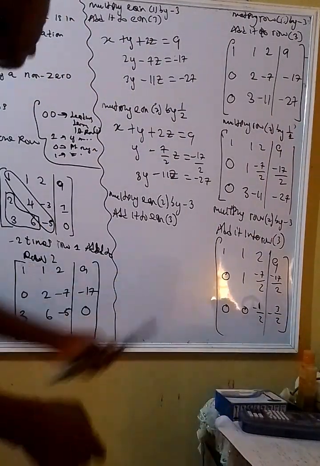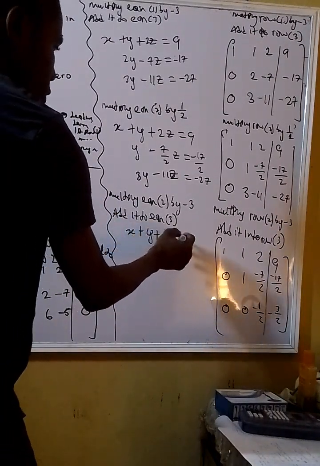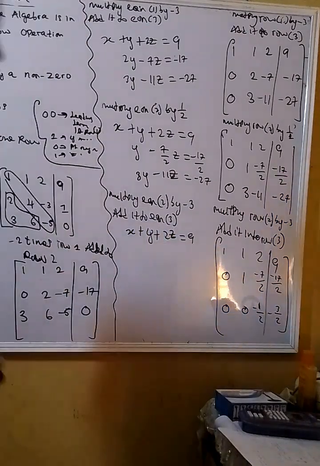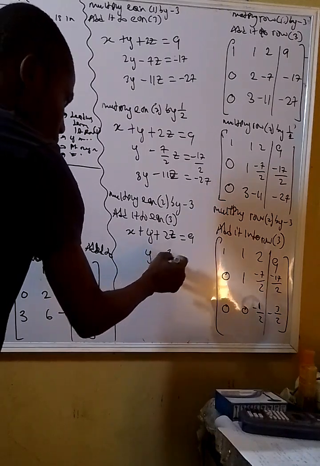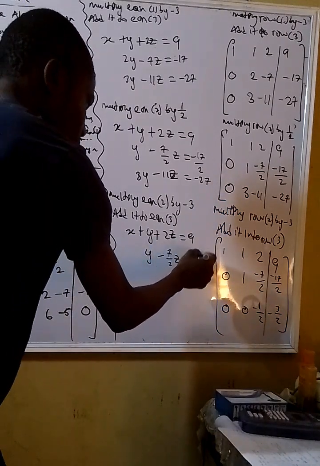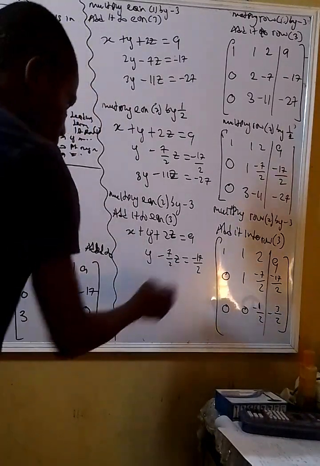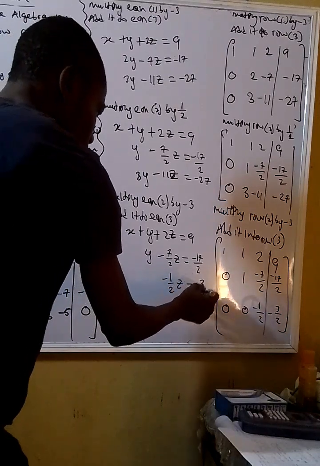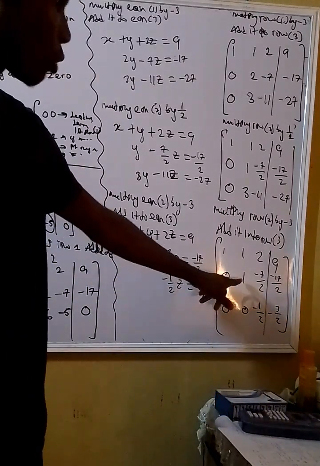From this answer now, I need to write it back also in my equation. From here, I still have my x plus y plus 2z equals to 9. Then here I have y minus 7 over 2z equals to minus 17 over 2. Right? Then here I only have z now. So I have negative 1 over 2z equals to minus 3 over 2. So at this point now, I need to do what? I need to start breaking. I think that we need to make this one 0, the next one becomes 1, this one becomes 0.